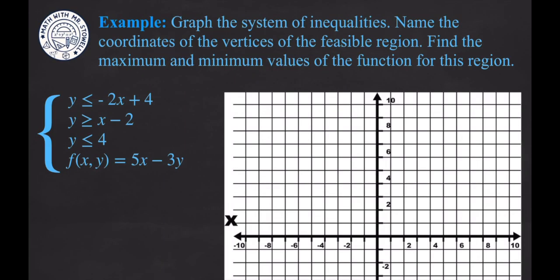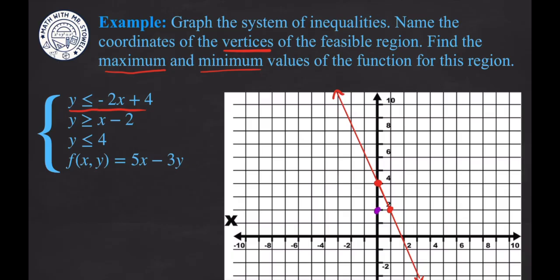For this next example, we want to do the same thing. We want to find the vertices, the coordinates of those, and also the maximum and minimum values. So let's do the same thing. We have our inequality, our y-intercept is at 4, our slope is negative 2. In order to know which side to shade for this inequality, we just choose a random point. I'm going to choose 0, comma 2.